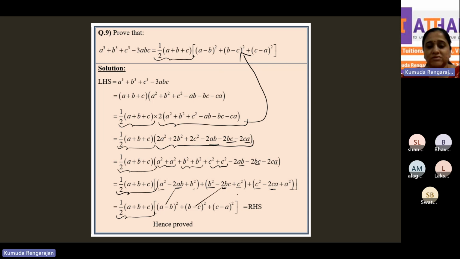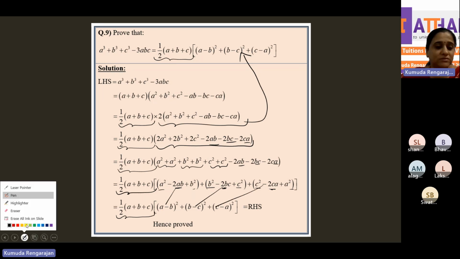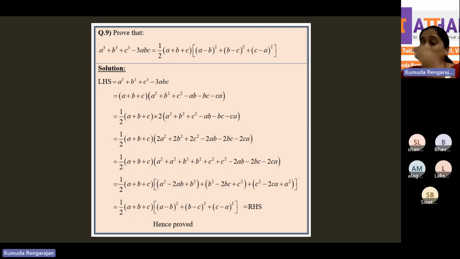That's (a minus b) the whole square, (b minus c) the whole square, (c minus a) the whole square, which is the RHS. Very, very simple. But you should remember all this like a story. If you have to prove this identity, you should just make a short story like this and remember that.